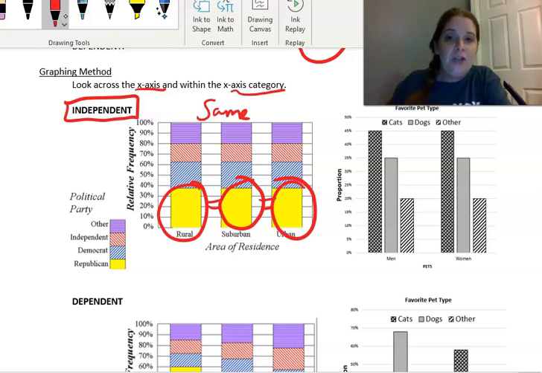So I could answer the question if you said, well, what percentage were Republicans? Well, it's the same no matter what. It looks like it's about 38% in this picture.